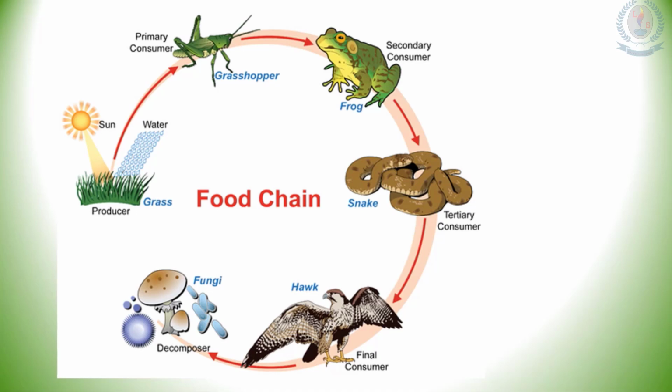Then snake, tertiary consumer. The third consumer we call a tertiary consumer. If it continues, that means now hawk is also available in this food chain. So the hawk is the final consumer or the top carnivore in the food chain. If they die, you can see that decomposers decompose the dead material into simpler substances.